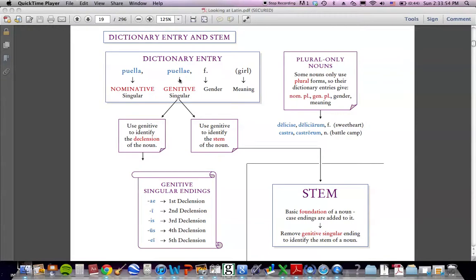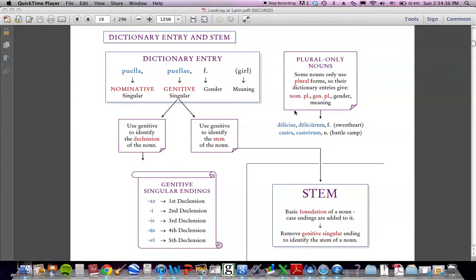The second thing that is crucial with the genitive is that if you take the genitive and drop the ending, in this case AE, you are left with the stem of the noun. The stem of the noun is the part of the noun that never changes. It's the part of the noun to which the endings that you will memorize soon will be tagged on to give us the full word. So the genitive is very important for you to memorize and to know for these two reasons. First, it will tell you what declension it belongs to, and you must memorize this list right here. And also it will tell you what the stem or the unchanging part of the word is.